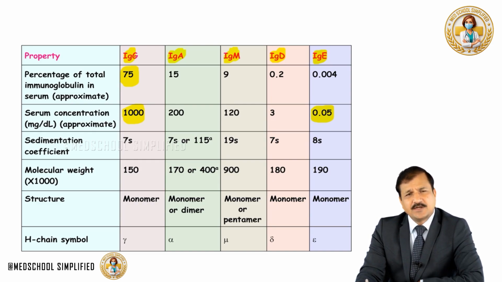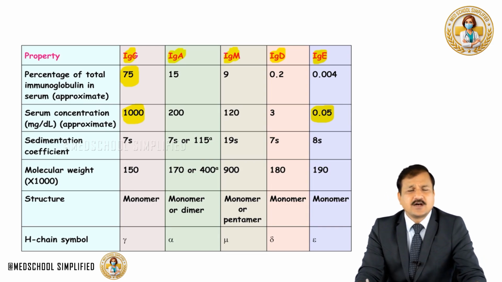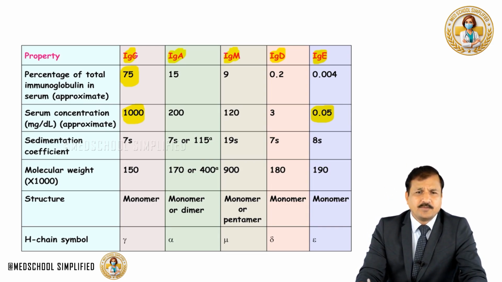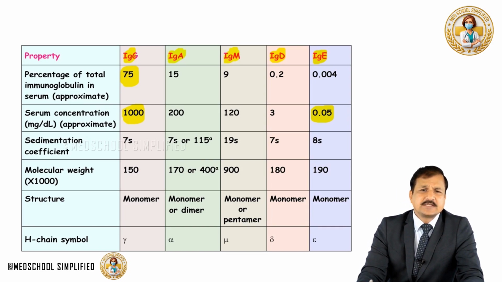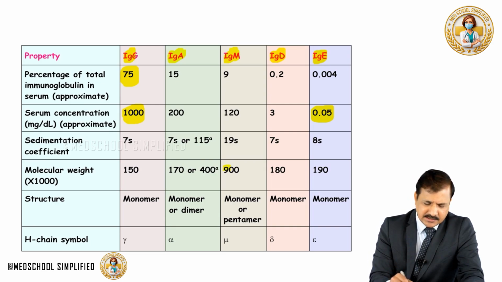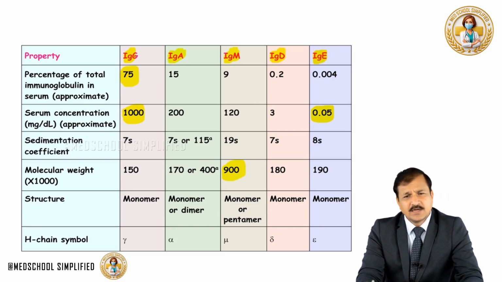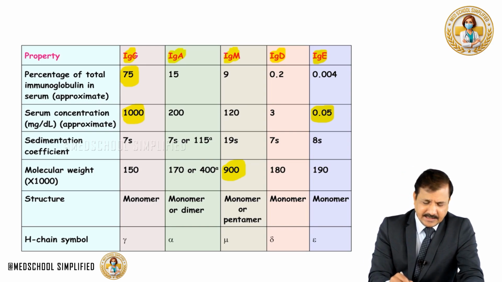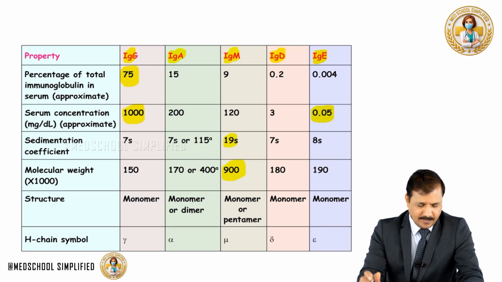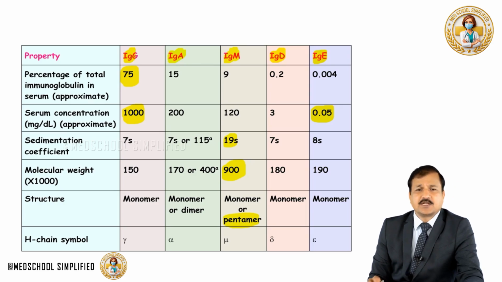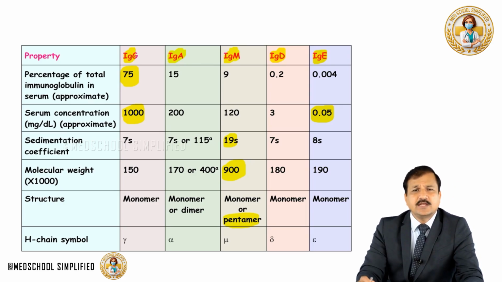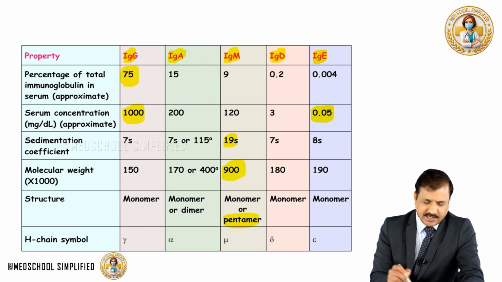Remember that. Sedimentation coefficient will indicate the size of the immunoglobulin. If you go by that, you see here, it is IgM. As you see, the molecular weight is 900 times 1000, that is 900 kilodalton there. And sedimentation coefficient is 19S for IgM. Now, when it comes to structure, IgM is a pentamer, that is something special, whereas others are usually monomers.